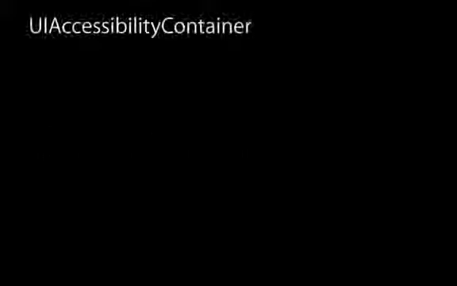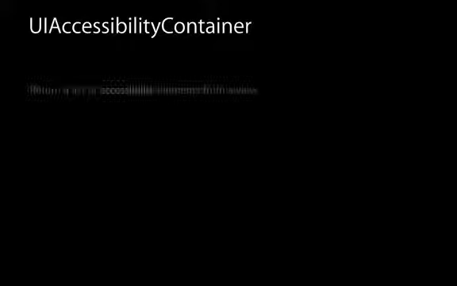To resolve the last remaining issues we encountered during our audit, we're going to use some new API we've added in iOS 8. First, let's talk about the UI Accessibility Container Protocol. Some of you may already realize that that isn't new, but we've updated it in iOS 8 to make it much easier to use. For those who aren't familiar with this protocol, UI Accessibility Container is a way to return a list of accessibility elements from a view.